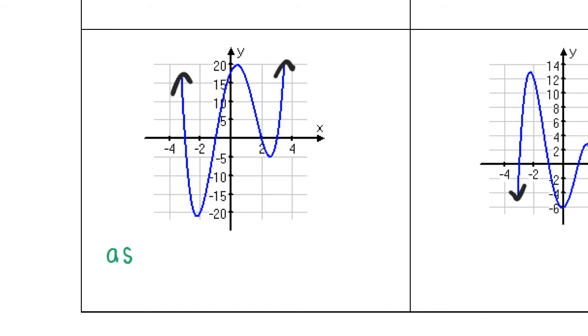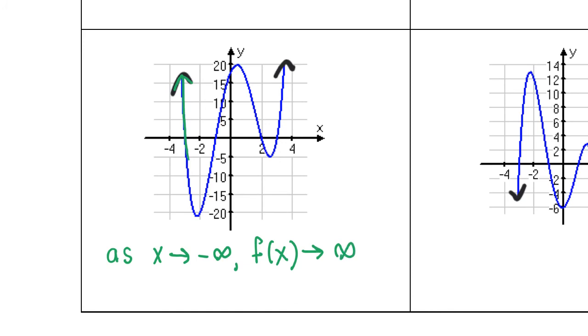We would say as x approaches negative infinity, comma, f of x approaches, and now we have to fill in the blank. So look on the left side of the graph. As x gets smaller and smaller, where are our y values going? You'll see that that arrow is pointing up. Up is the same thing as positive infinity.